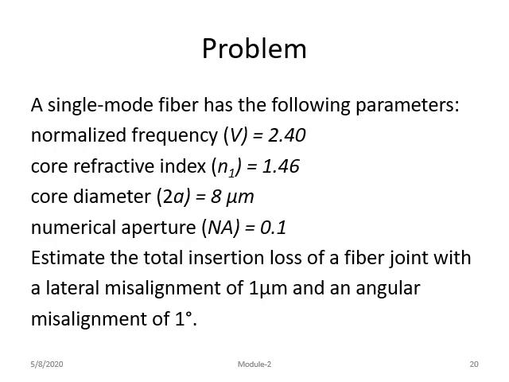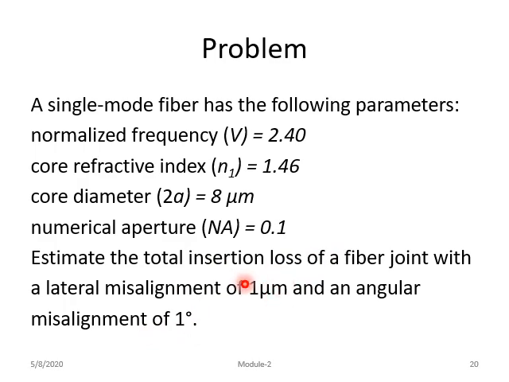With respect to this, we are going to see a problem. A single mode fiber has the following parameters: normalized frequency V, core refractive index is mentioned, and core diameter 2a is equal to 8 micrometer. Numerical aperture is 0.1. Estimate the total insertion loss of a fiber joint with a lateral misalignment of 1 micrometer and an angular misalignment of 1 degree. So lateral misalignment and angular misalignment are both given.